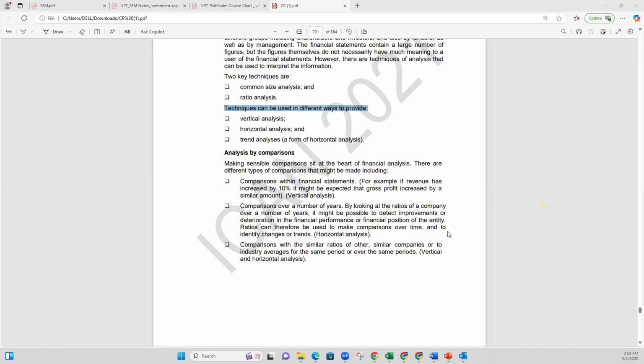And then there could also be ratio calculations, maybe like gross profit margin, looking at ROCE, over some certain period of years. Now, that is like a trend analysis. That is horizontal analysis.